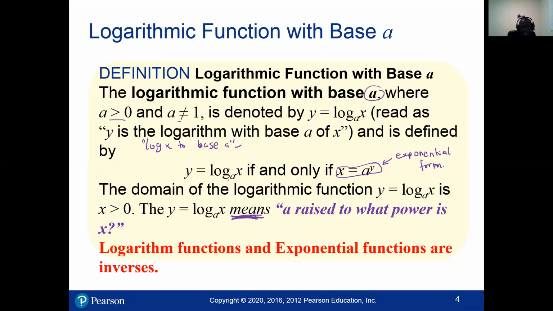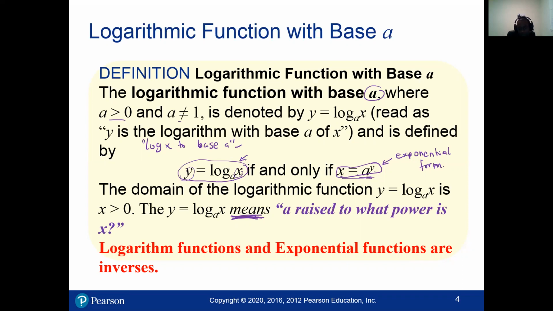And this is defined if and only if x is equal to a raised to y. And this x equal to a raised to y is the exponential form of this function. So this function exists if and only if this exists, because the exponential function is the one-to-one function, and so this inverse must exist. If this exponential function doesn't exist, then we don't have the log function at all.